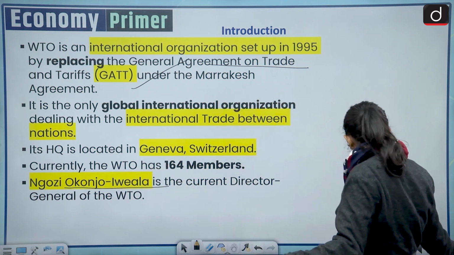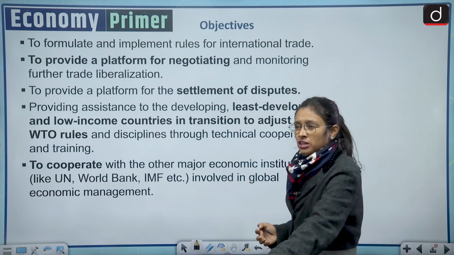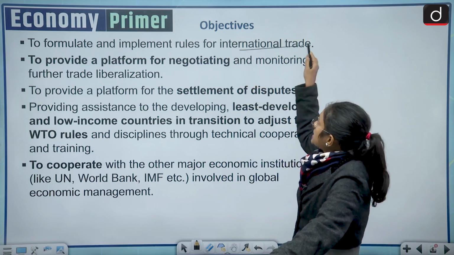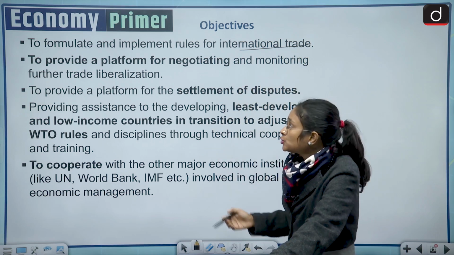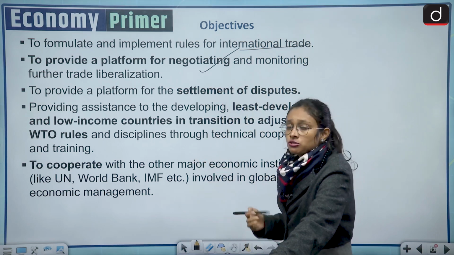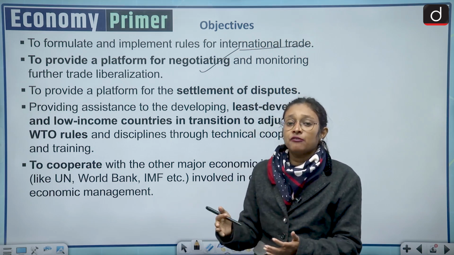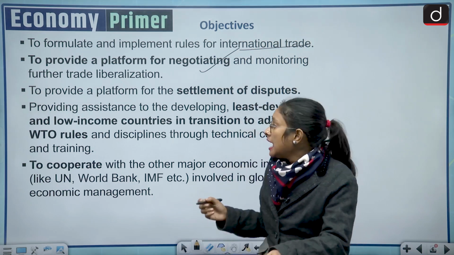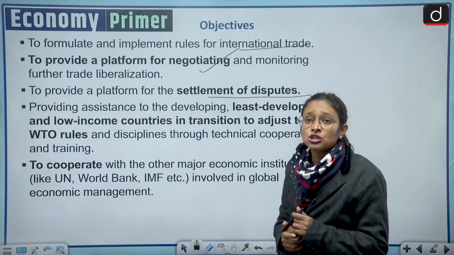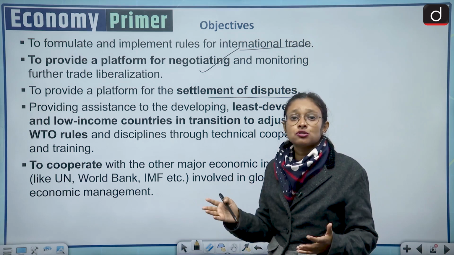Moving to the next slide, which is about the objectives of the World Trade Organization. They have similar objectives to GATT: to formulate and implement rules for international trade. Then, to provide a platform for negotiation and monitoring of trade, because it offers a platform where you can negotiate on trade and commerce, where countries can collaborate with each other. And the third thing is settlement of disputes. This is very much the need of the hour, because many times we have resources, but we often indulge in so many disputes.